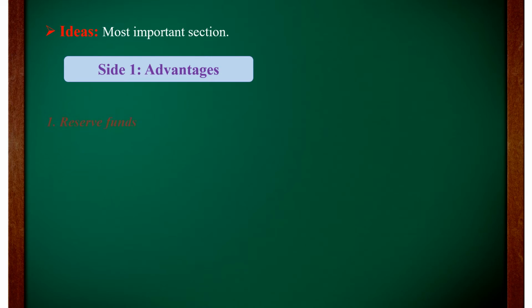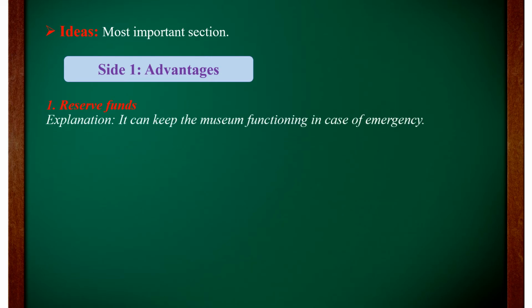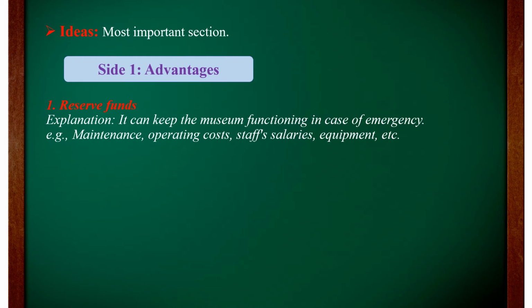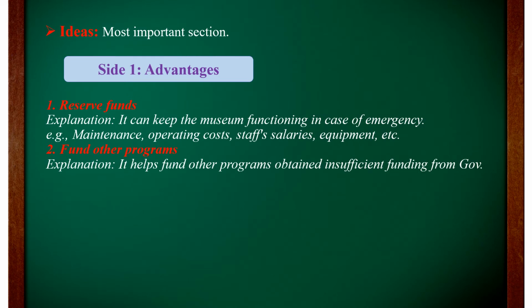Advantage 1 is reserve fund. This is because it can keep the museum functioning in case of emergency. Some obvious examples are maintenance, operating costs, staff salary, equipment, and so on. Advantage 2 is fund other programs. The reason for this is that it helps fund other programs that obtain insufficient funding from the government. The example can be seen in the case of the third world.